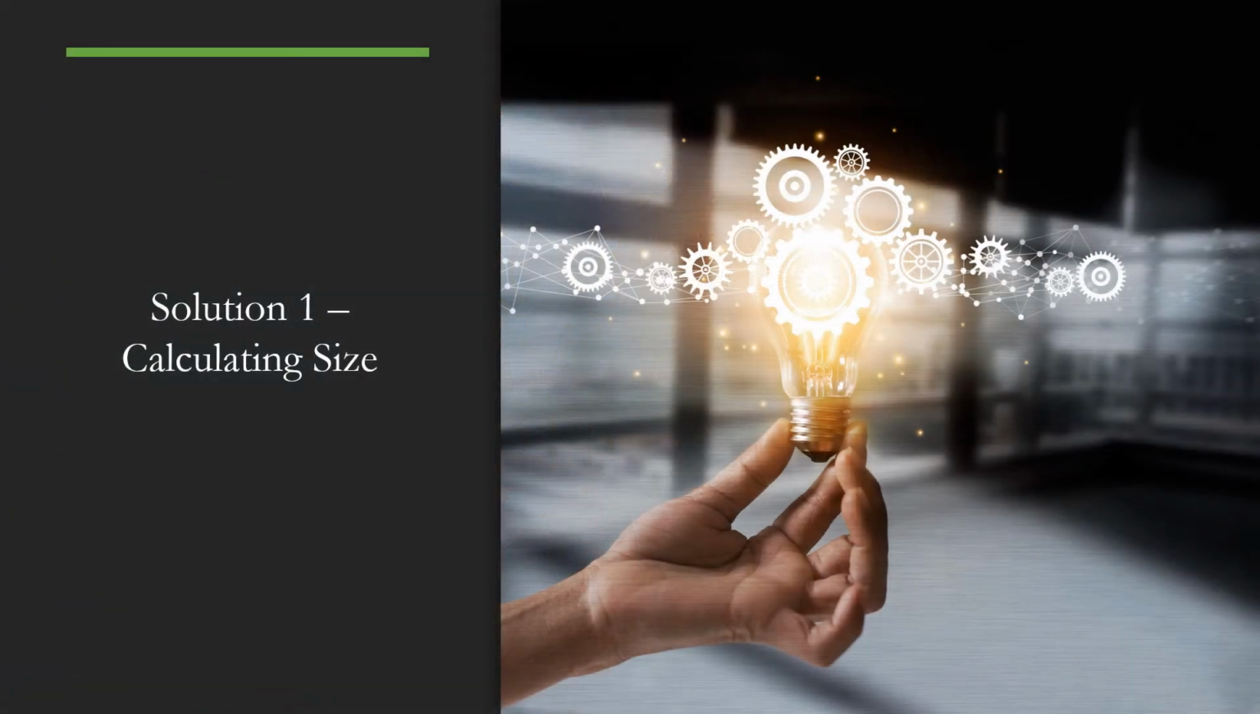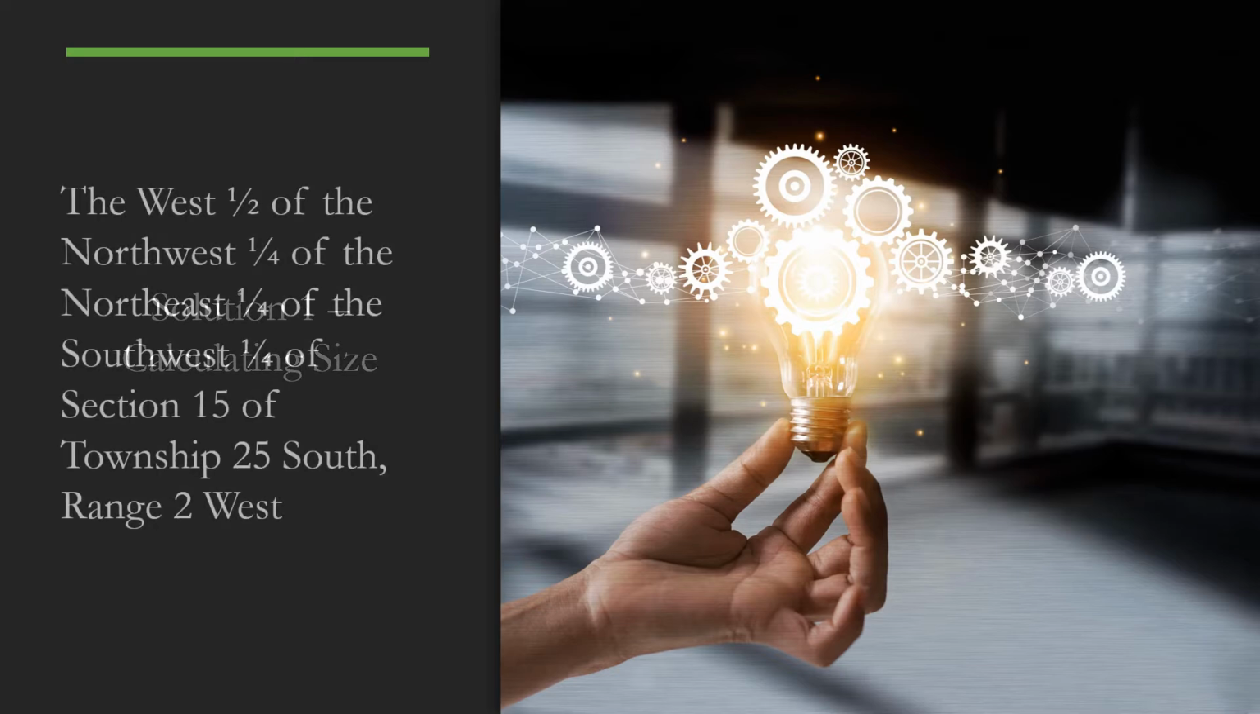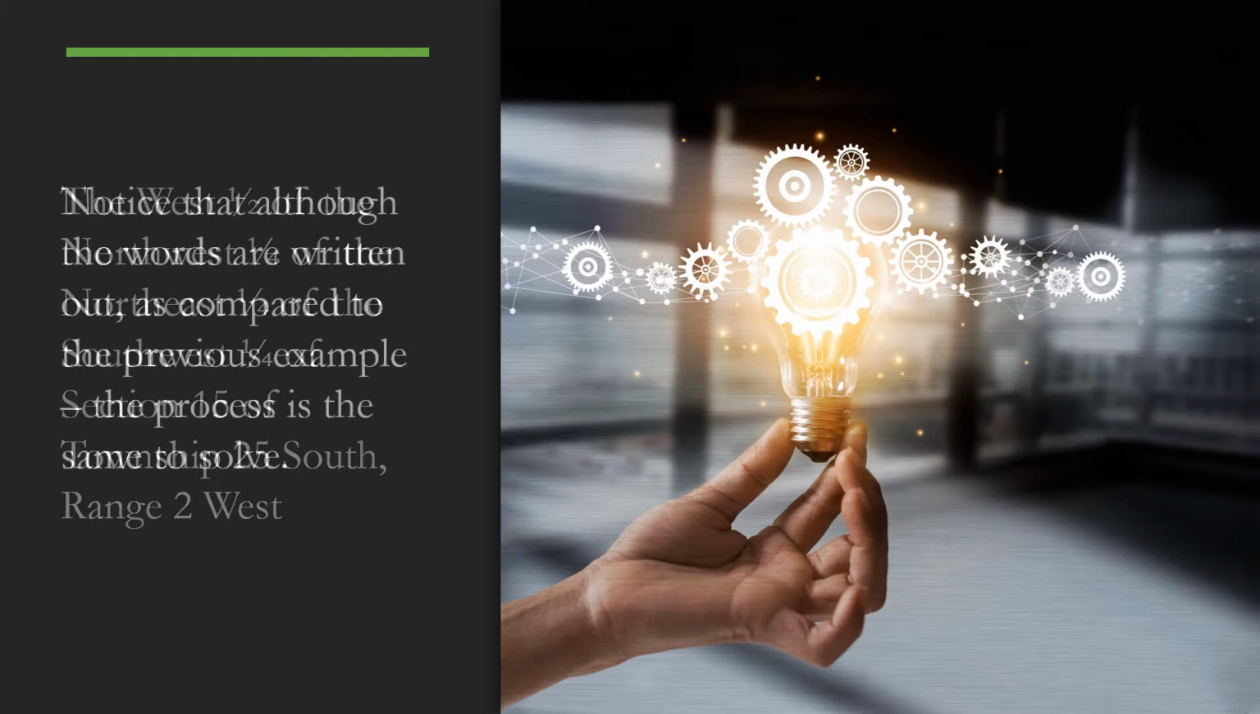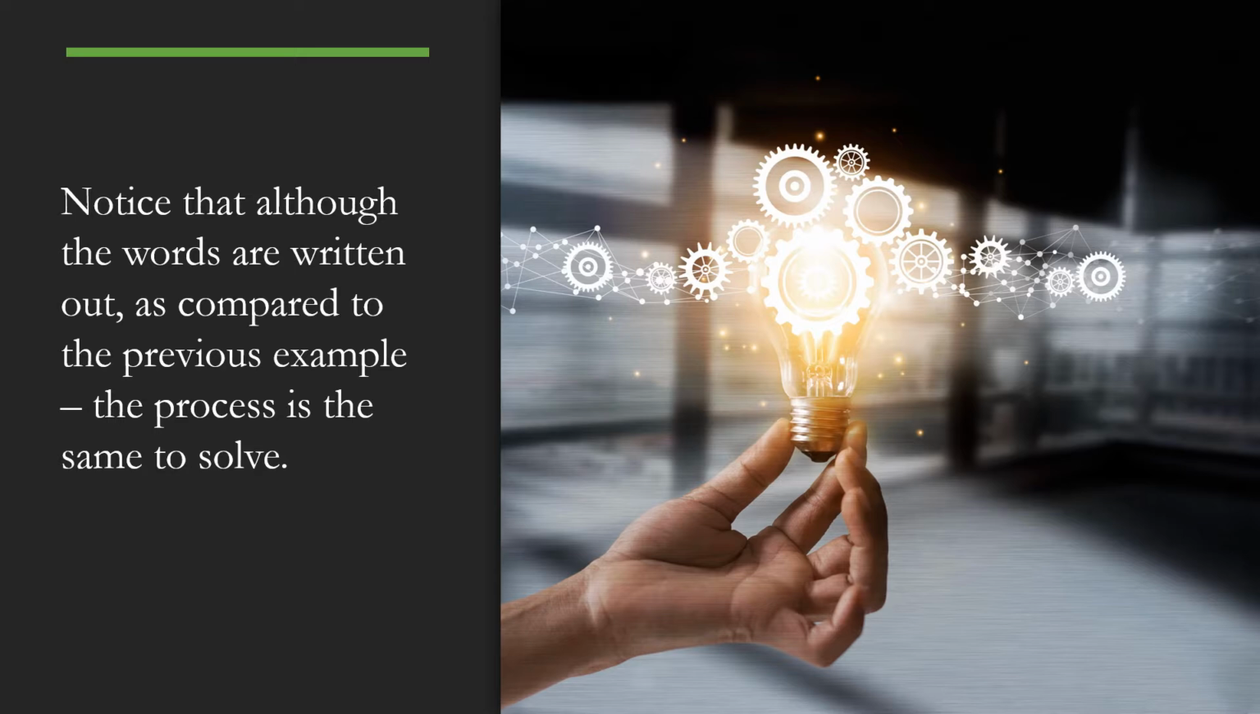Solution, calculating size. So we have the west 1/2 of the northwest 1/4 of the northeast 1/4 of the southwest 1/4 of section 15, township 25 south, range 2 west. Notice that although the words are written out as compared to the previous example, the process is actually the same to solve.